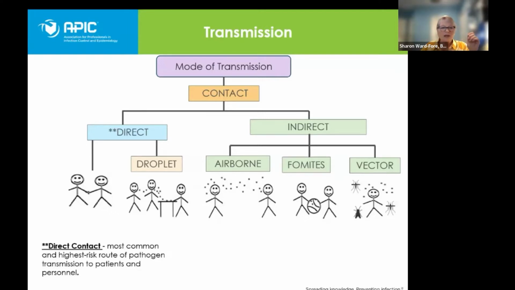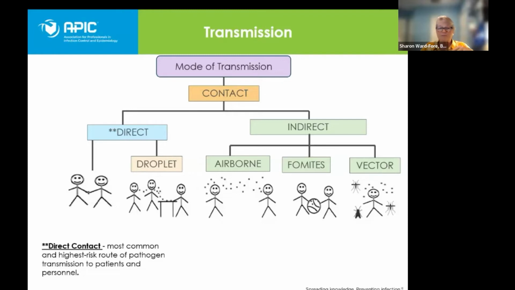And last, we have our vectors, which are living organisms like mosquitoes, ticks, and sandflies that transfer pathogenic microorganisms from their bite. Now, vector-borne diseases are transmitted from human to human or from animal to human through an arthropod, like a mosquito or a tick. The organism must pass through that vector before it can infect humans. And examples of vector-borne illnesses are malaria, Zika, West Nile, plague, which we've heard about recently, Lyme disease, and Rocky Mountain spotted fever.